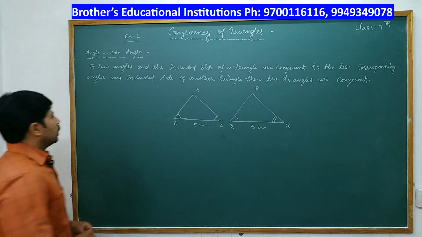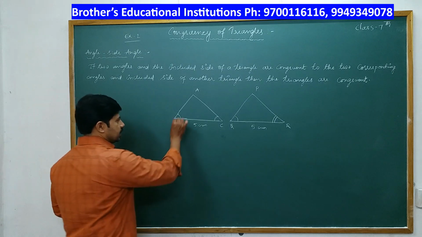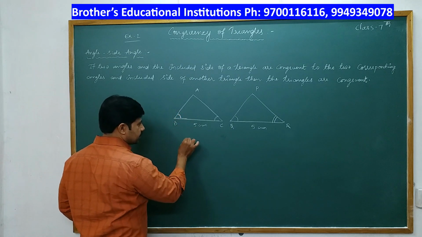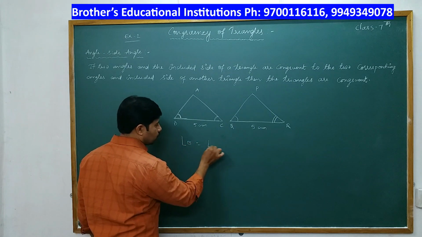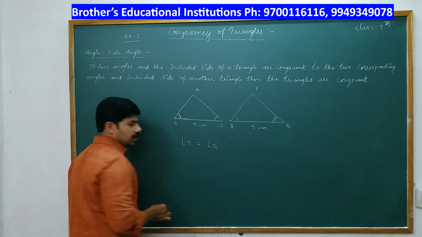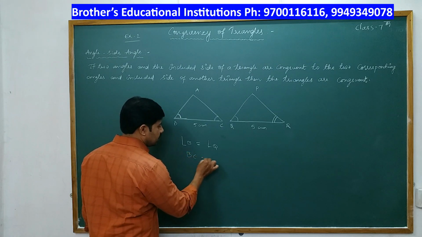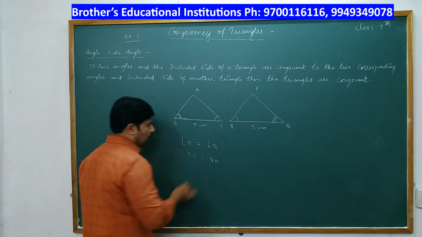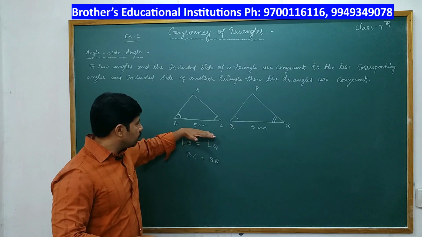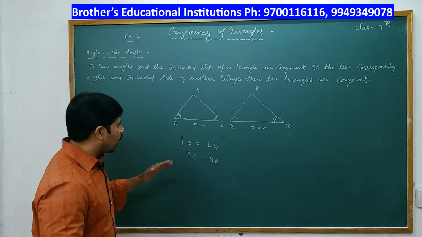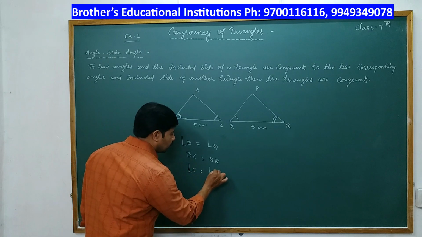Here, suppose this is angle B, in triangle ABC and triangle PQR. Angle B is equal to angle Q, and the other side is BC is equal to QR. Angle B is equal to angle Q, BC is equal to QR, and angle C is equal to angle R.